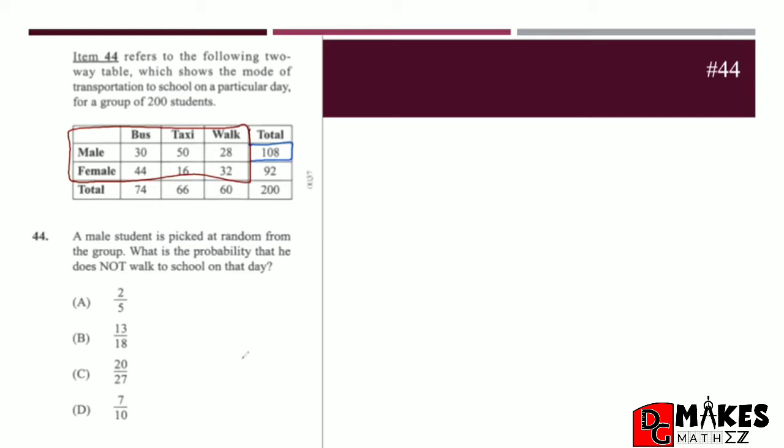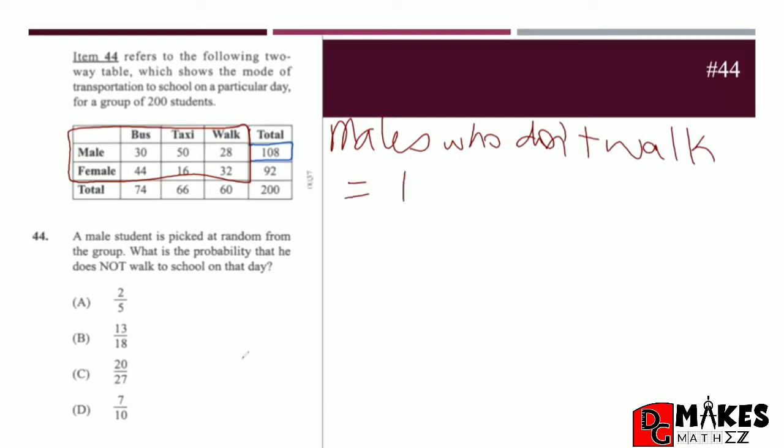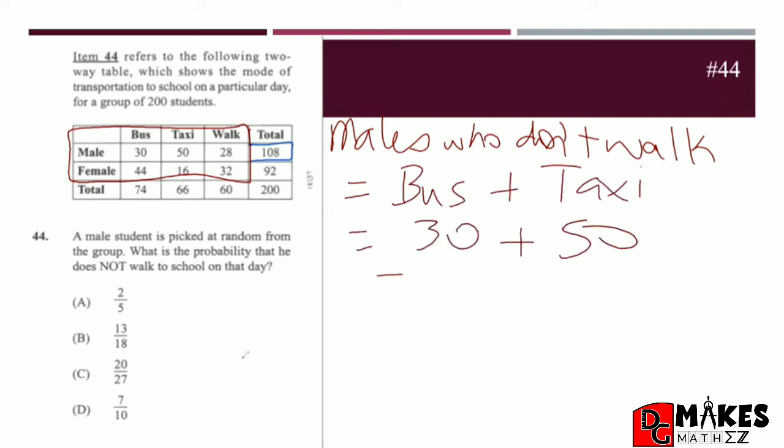If a male is picked at random, what is the probability that he does not walk to school on that day? If you don't walk, you take bus or taxi. So the males who didn't walk to school that day are the ones who take the bus and the ones who take a taxi. That's 30 males plus 50 males. That's 80 males.